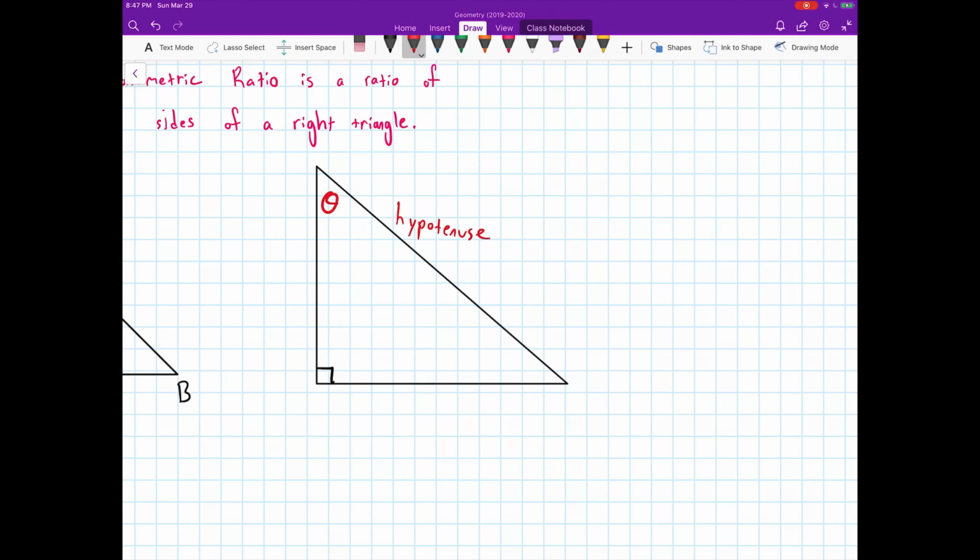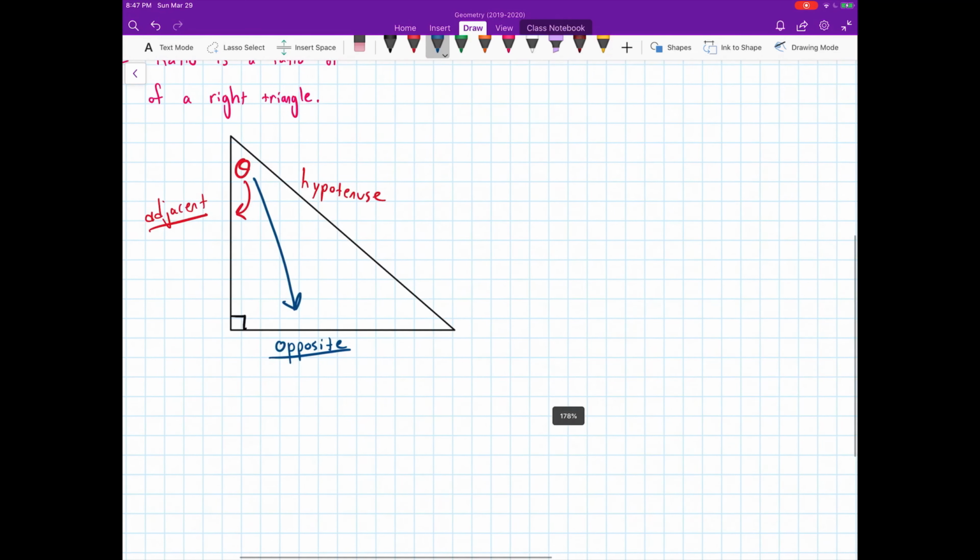So my theta is up here. So the side next to theta, that's not the hypotenuse, that's going to be called adjacent. That's the adjacent side because it's the side next to theta. And then the side across from theta, on the opposite side of the triangle, is going to be called opposite. So when you have a right triangle and you're looking at a specific angle, then you have an adjacent, an opposite, and a hypotenuse.